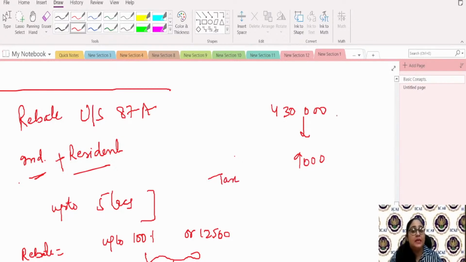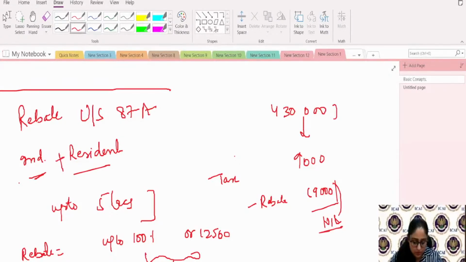So since the income is up to 5 lakhs, he will get the rebate. So यहाँ पे you will get minus rebate 9,000. So the tax would come as nil. This has to happen before cess. Before cess. Since it's a tax rebate, so rebate is on tax amount. Clear? Any doubt up till now?